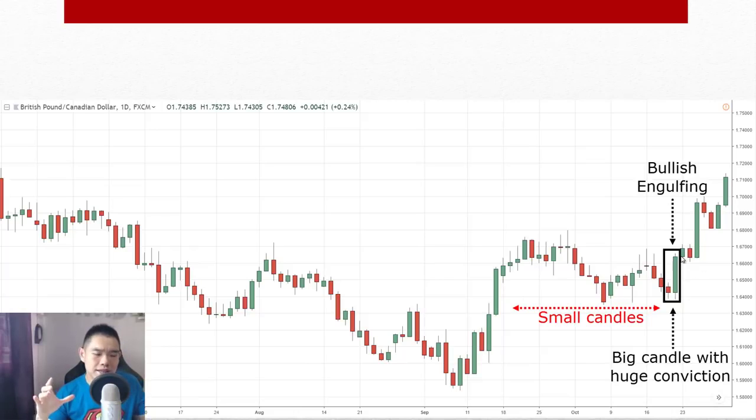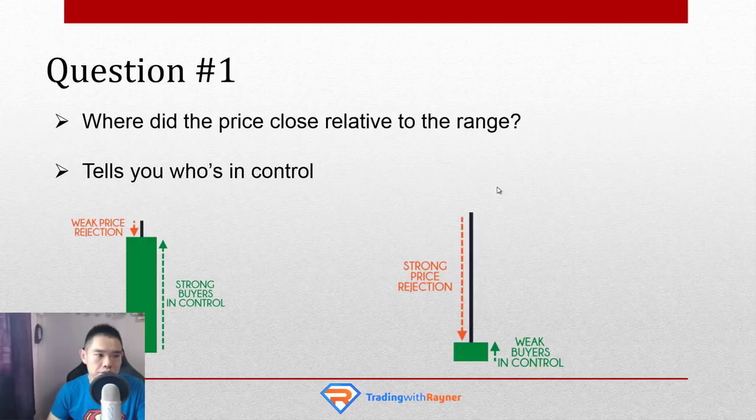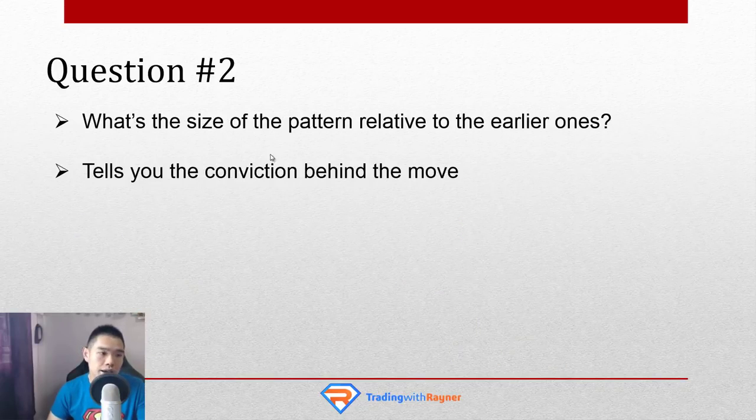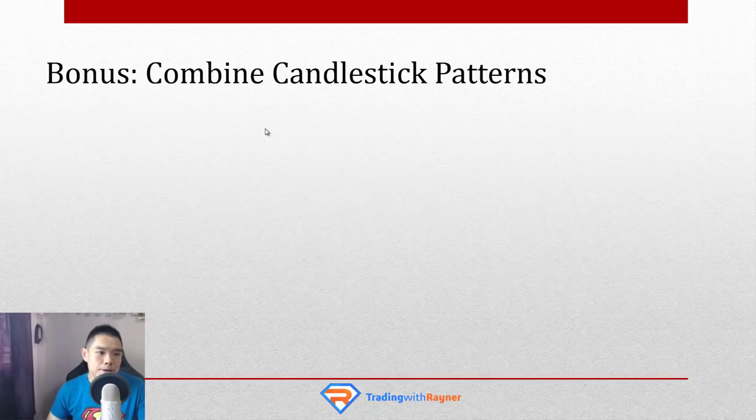Once you understand these two questions, you can pretty much read any candlestick pattern that you come across. Just remember the first question: where did the price close relative to the range? It tells you who's in control. And the second question is: what's the size of the pattern relative to the earlier ones?